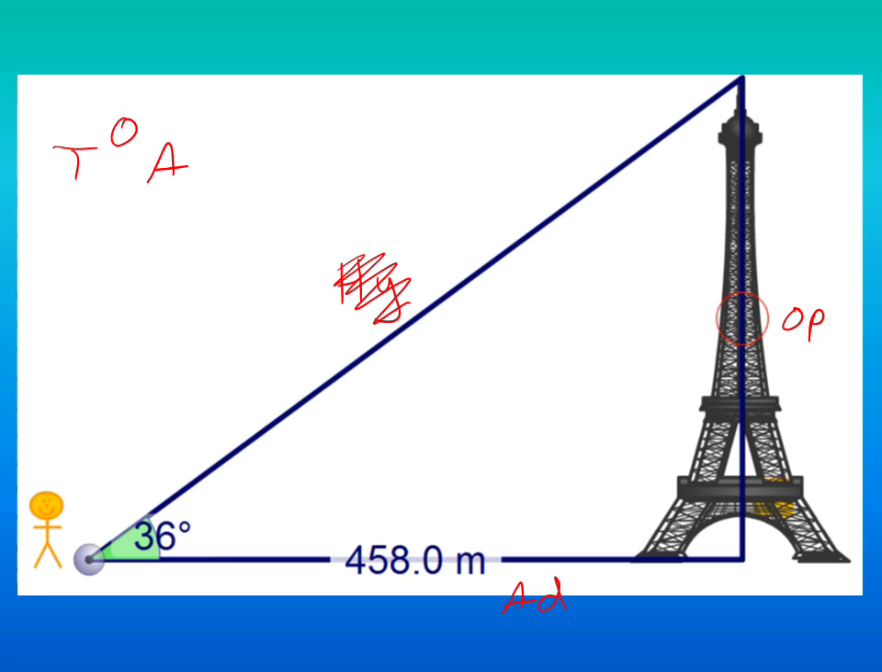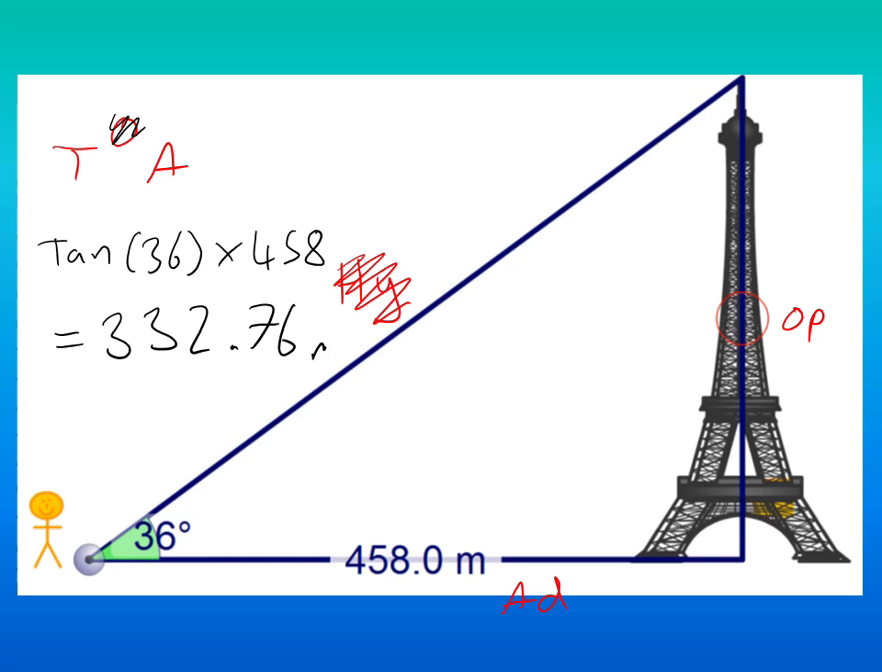We're calculating the opposite, so cover that, and we've got tan 36 as our angle, times by adjacent, which is 458. Put that into your calculator, you should get 332.76 meters to the nearest two decimal places. So the height of the Eiffel Tower measured with trigonometry is 332.76 meters.